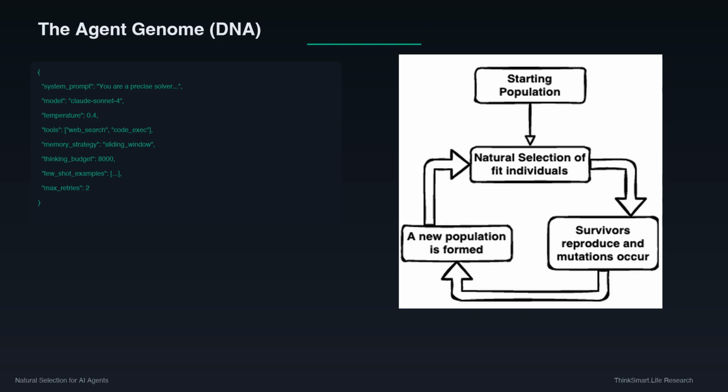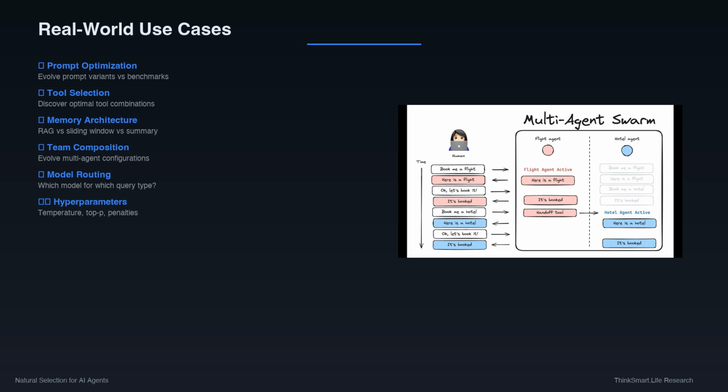The fitness function is the most critical design decision. It must be automated, multidimensional, roughly deterministic, and fast. We use a weighted composite: 40% quality, 30% completion, 20% cost efficiency, 10% speed.